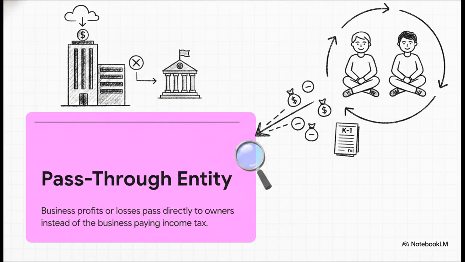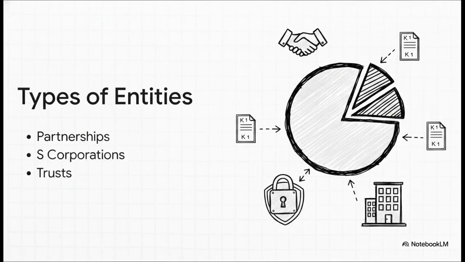Now, you might be wondering what kind of entities actually do this. Well, we're primarily talking about three main categories here: partnerships, S-corporations, and certain trusts or estates. Basically, these entities calculate the year's financial activity, they slice up the pie among the owners, and then they document your specific slice using, you guessed it, a Schedule K-1.